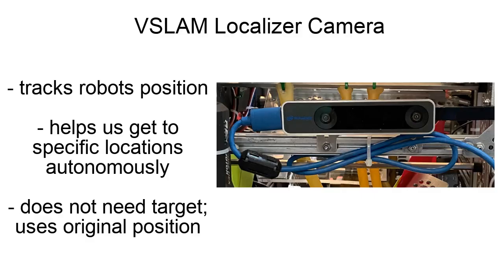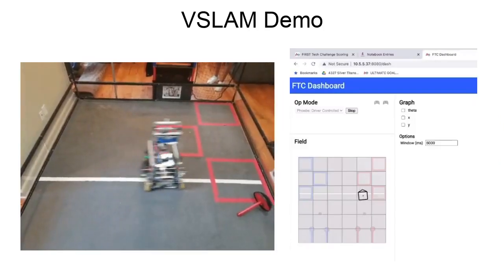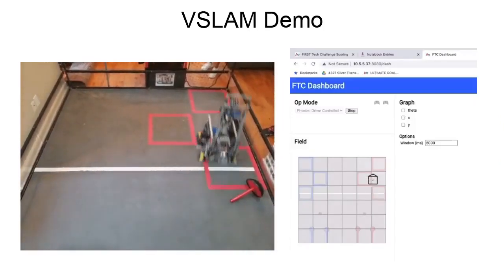We use this V-SLAM camera to navigate the robot around the field autonomously. It is constantly tracking the robot's position in both the X and Y direction as well as the bearing. It does not need a target because it takes its original position from autonomous initialization to determine where it is the whole time. This is a demo of our V-SLAM robot positioning.